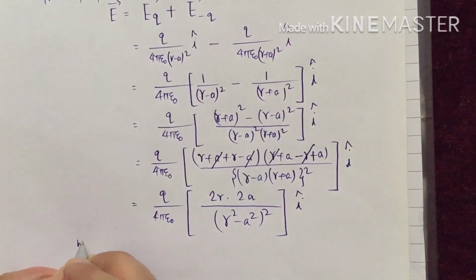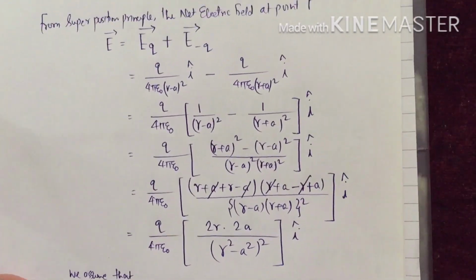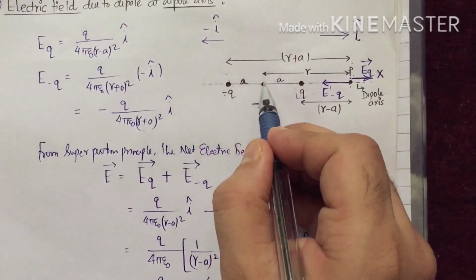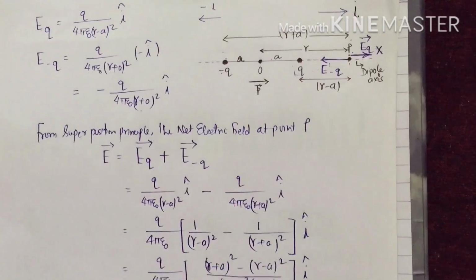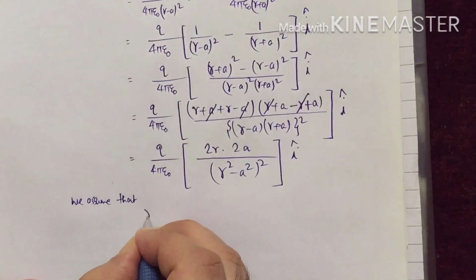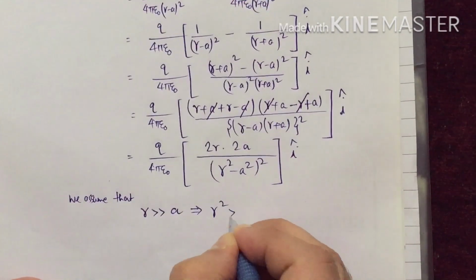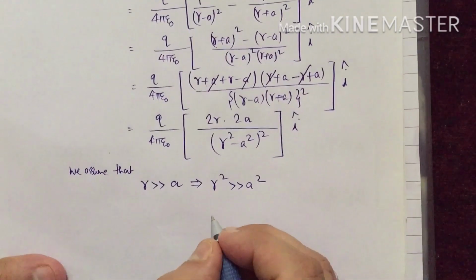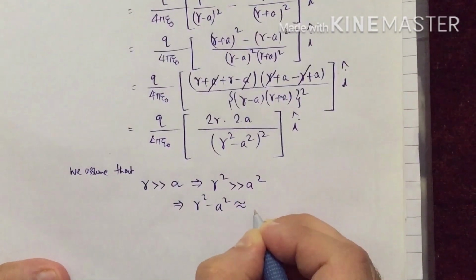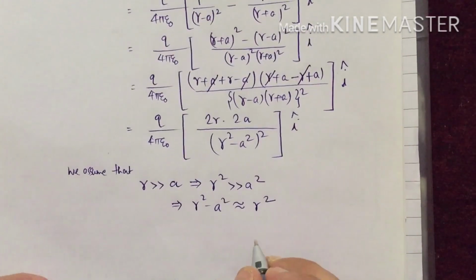We assume that this point P is very far from the center of the dipole, so r is much greater than a. So therefore we take the assumption that r is much greater than a, so this implies that r square is much greater than a square, which further implies that r square minus a square is approximately equal to r square, because a square is a very small quantity as compared to r square, so this becomes r square.